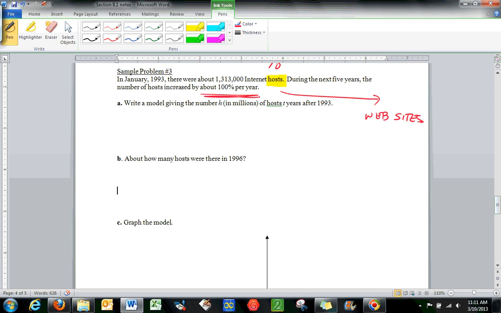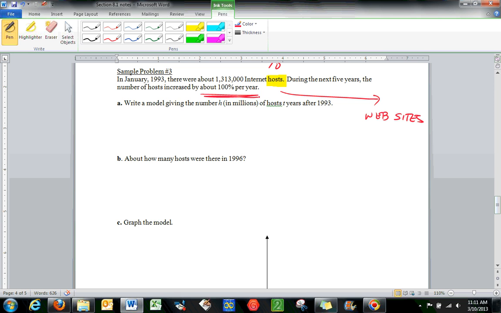So just to give you a little history, the internet was very, very new, and it was in its infancy. And so as people became more comfortable with what it actually was and what it actually did, internet sites began to pop up and grew at an exponential rate. And in this case, over that 5-year period, they grew at a rate of 100%.